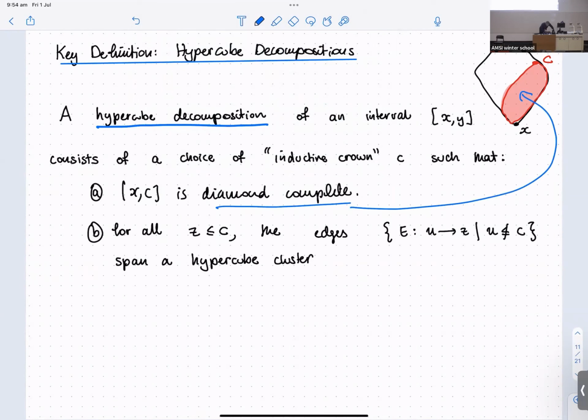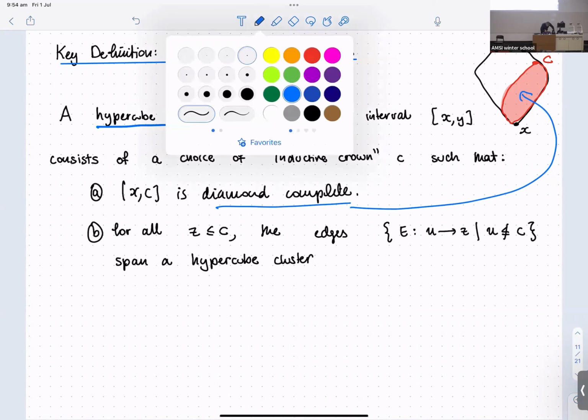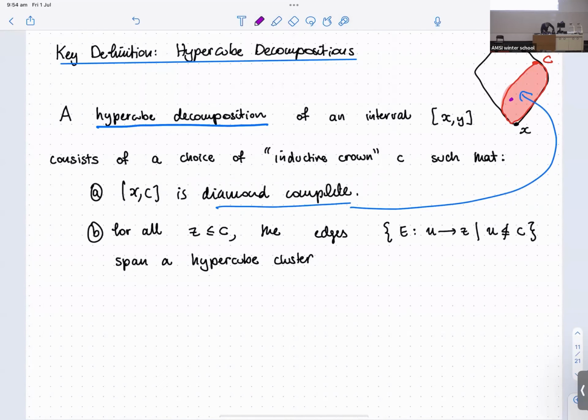And now, no matter where we are in here, when we look outwards, we get a whole lot of edges going outwards into the unknown world of elements not less than or equal to C. And those edges should span a hypercube cluster. That's the definition.